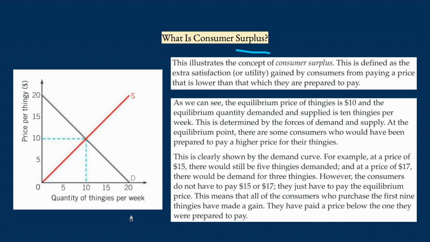However, they gave us a different context. They said quantity of thingies, quite cute. But we're going to be looking at the demand and the supply for the quantity and price of thingies per week. So now let's read the analysis. This illustrates the concept of consumer surplus, which is defined, once again, another definition, as the extra satisfaction or utility gained by consumers from paying a price that is lower than that which they are prepared to pay. Now let's figure out how we can find this. As we can see on the graph, the equilibrium price of thingies is $10 and the equilibrium quantity demanded and supplied is 10 thingies per week.